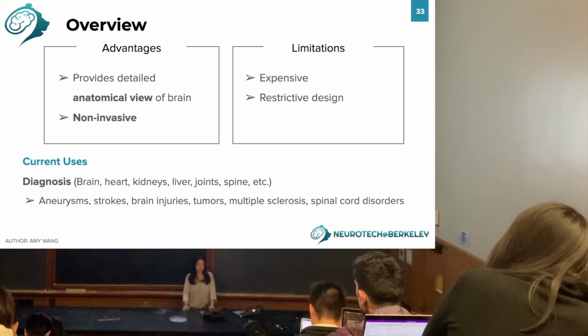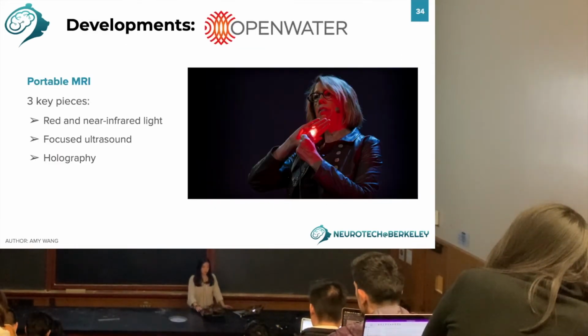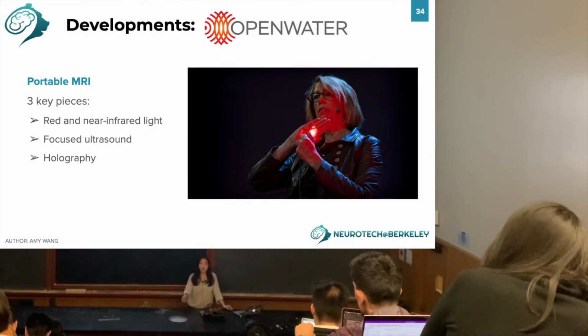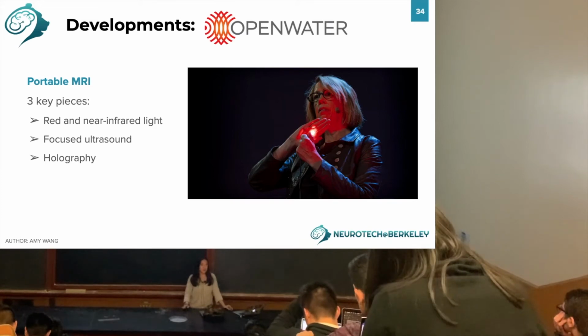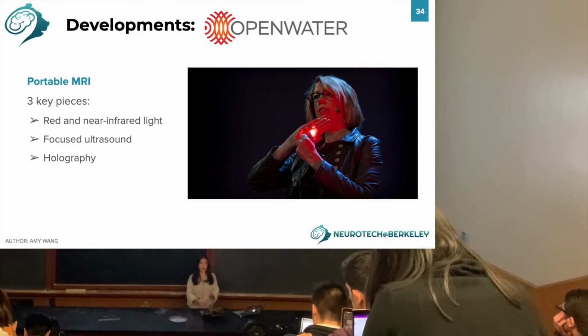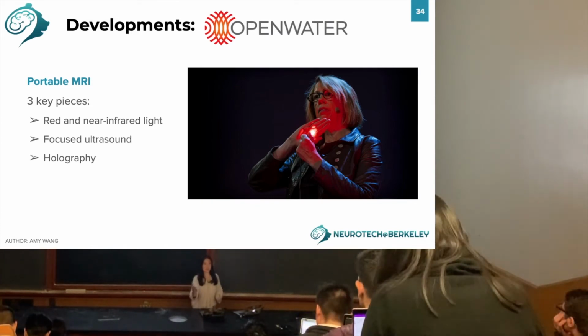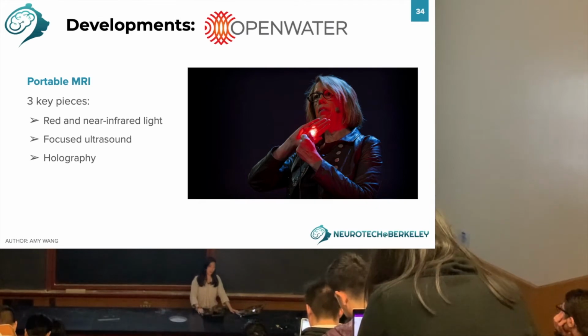Current uses are mostly diagnostic, not just for the brain but for any type of tissue. But like we were saying with the limitations, it's expensive, it's restrictive, it's this big bulky machine. So it'd be really cool if we could get portable MRIs, which is something that OPENWATER is working on. Devin mentioned this company briefly during the first lecture. Basically, they're working on a portable MRI involving red and near infrared light, focused ultrasound and holography, and it's really cool. They can use light to look directly into your brain, just like a laser. So we'll see where they go with that.